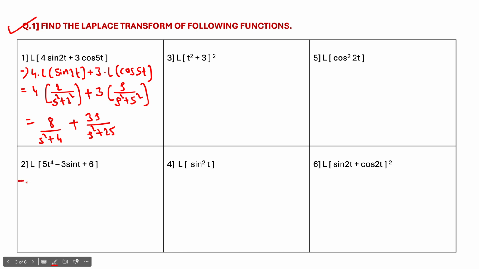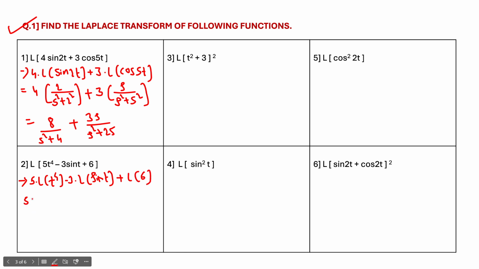Let's see question number 2. In question number 2, again same, they have given 3 terms and plus minus sign in between them. So what I am doing first, I am just applying Laplace to each term separately. So 5 Laplace of t raised to 4 minus 3 constant, keep it outside, Laplace of sine t, and plus, now you can see only a constant term is there, so you have to keep this inside, Laplace of 6, okay.